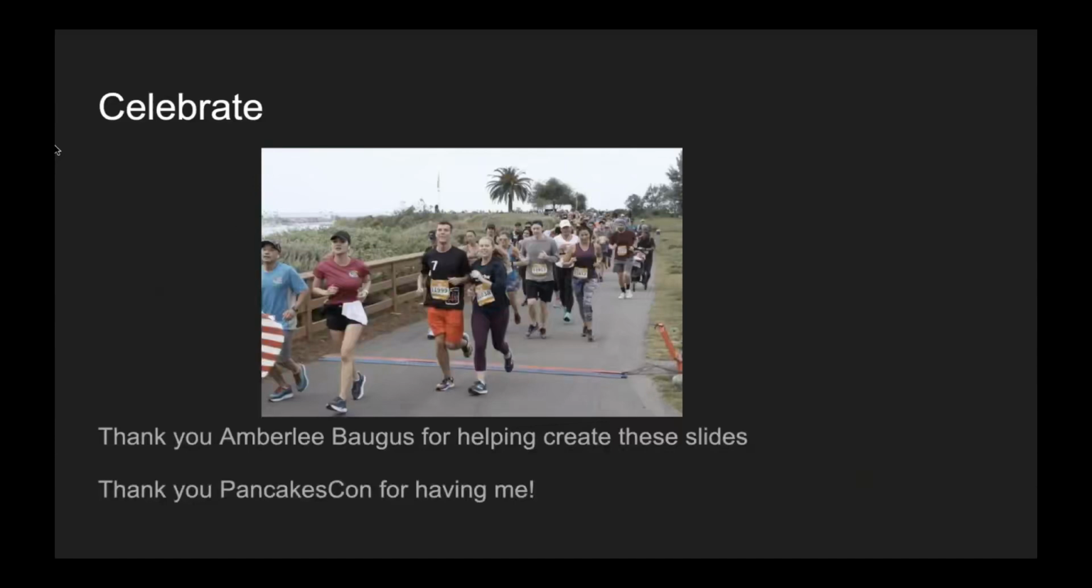And the last step is celebrate when you're finished and you're all done. It's exciting. It's a huge accomplishment. It feels great.